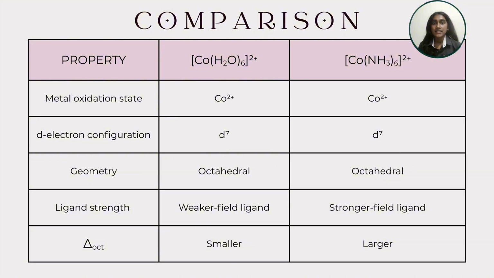However, the main difference lies in the nature of their ligands. Water is classified as a weak field ligand, whereas ammonia is a stronger field ligand and a stronger sigma donor. Because of this, the interaction between ammonia and the cobalt ion is stronger than that between water and cobalt. As a result, [Co(NH3)6]2+ has a larger crystal field splitting energy compared to [Co(H2O)6]2+. This larger energy gap means that more energy is required for electrons to undergo d-d transitions. Consequently, the two complexes will absorb different wavelengths of visible light, giving rise to their different observed colors.